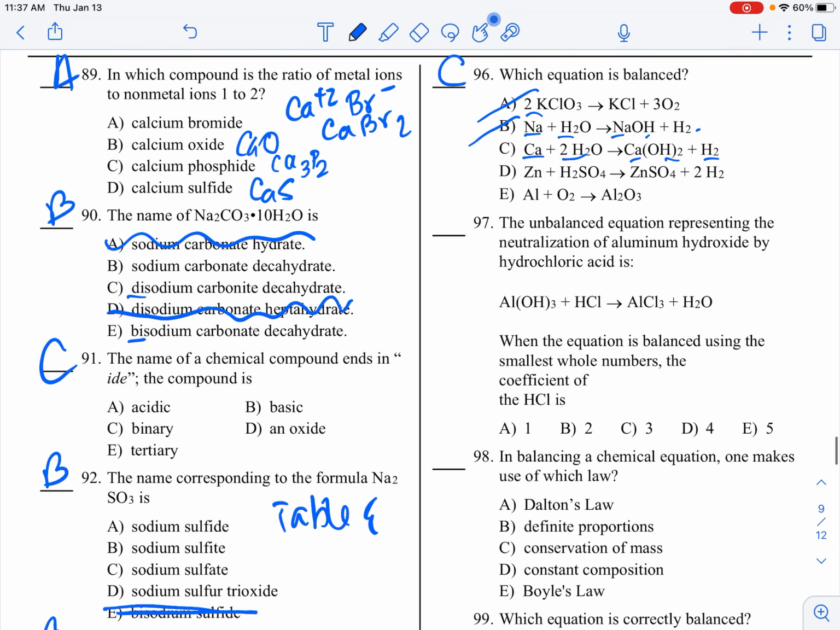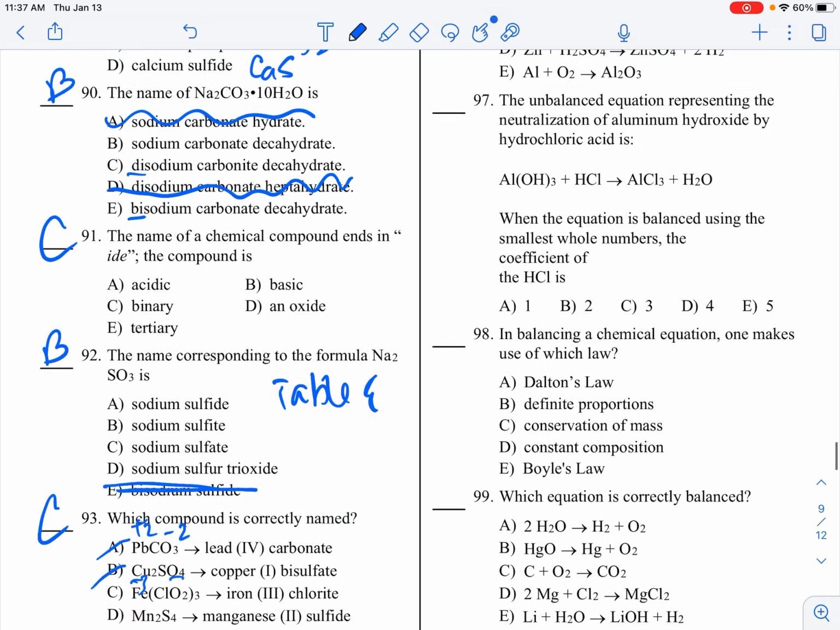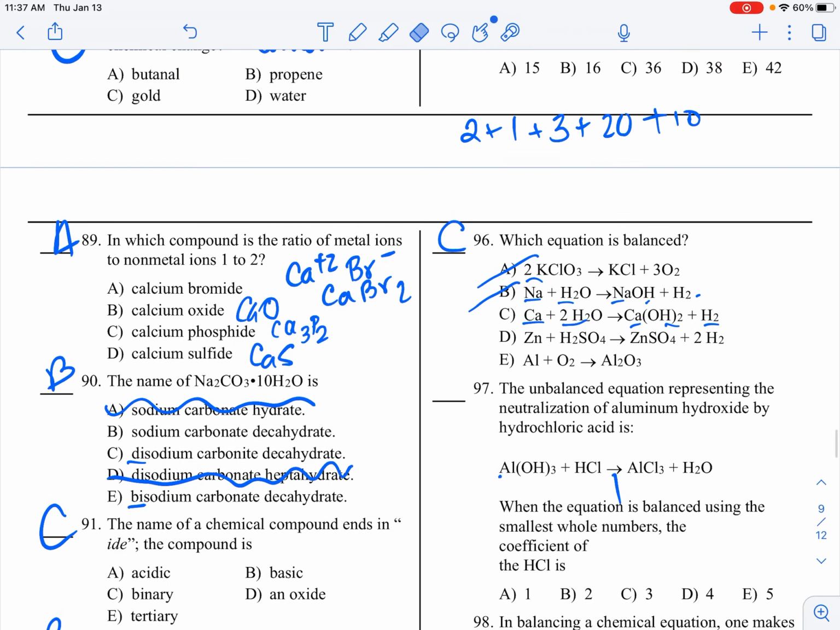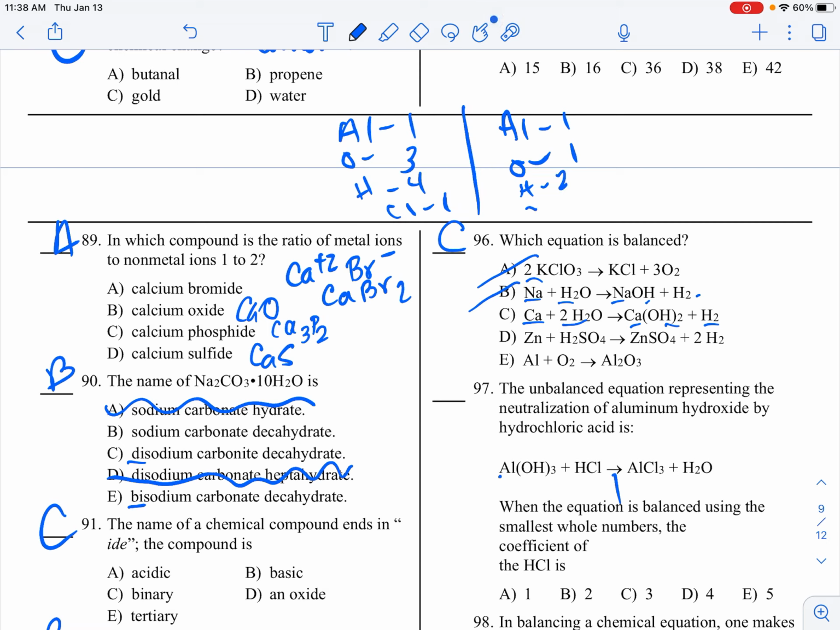97. When it's balanced, what's HCl? I need some room. Guess I'll have to go here. There's no room. Gosh darn it. I have to go up here. So Al is 1, O is 3, H is 4, Cl is 1. Al is 1. I'm just counting up the atoms. O is 1, H is 2, and Cl is 3.